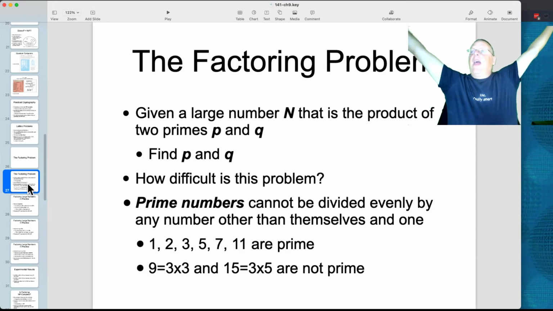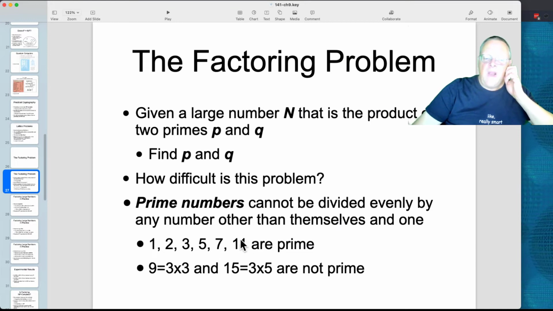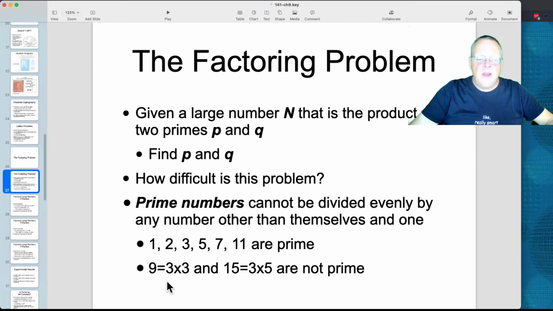Anyway, so the factoring problem, the one we talked about a lot. If you have a large number n that's the product of two primes, find the primes. How difficult is that? Well, it turns out to be pretty difficult. Now, prime numbers are numbers that can't be divided by anything else, like 1, 2, 3, 5, 7, and 11. You can't divide them by 3 or 4 or anything and get an even result without a remainder. These are not prime, like 9 and 15. They're the product of component primes. So here's a number that's the product of two primes, and you can find them because it's a small number. But if n gets big, this problem gets difficult.